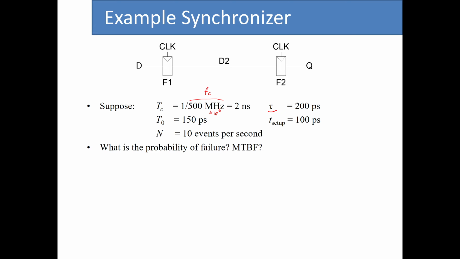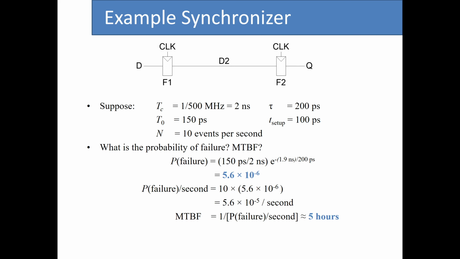We don't have any control over it. Then for T0, we have 150 picoseconds. For T setup for the flip-flops, we have 100 picoseconds. And finally, we are recording 10 events per second. So now, based on these inputs, let's see what is the probability of failure and what is the mean time between failures. The answer to this question is very simple.